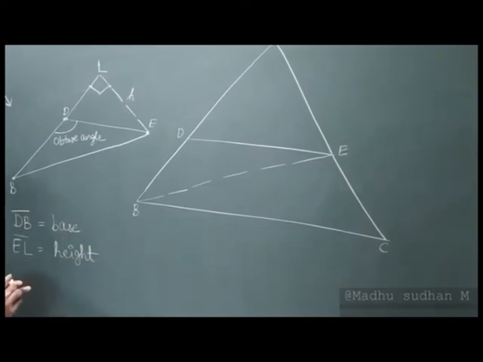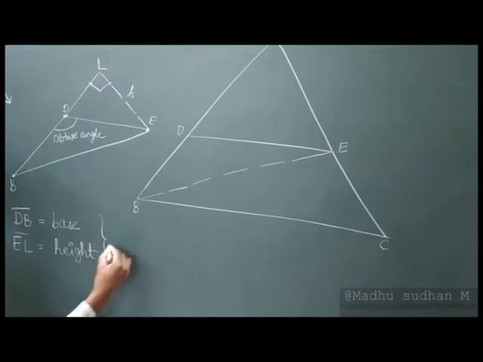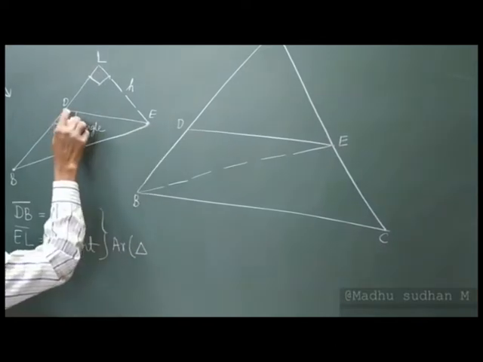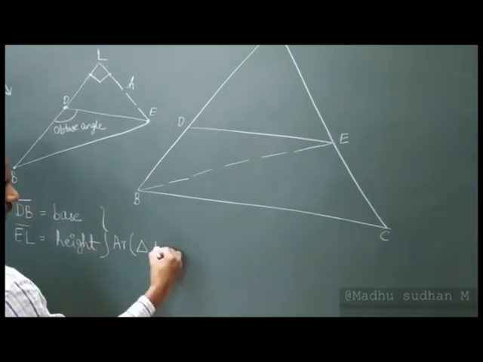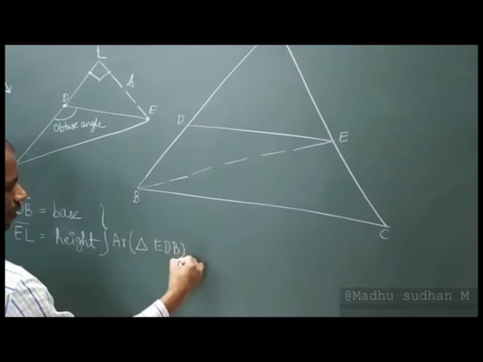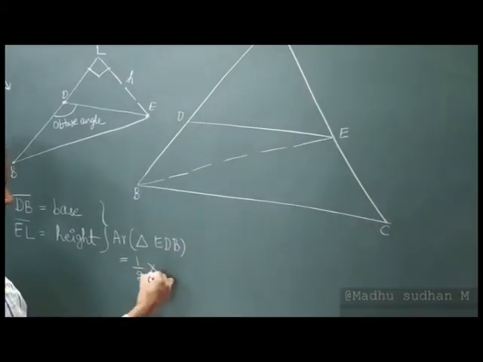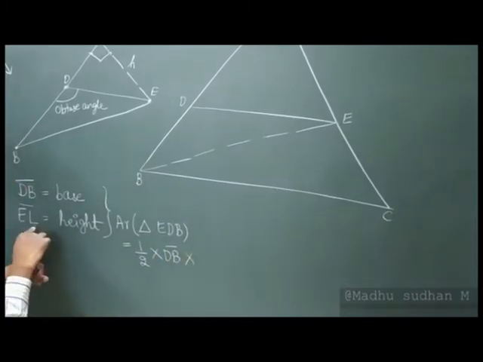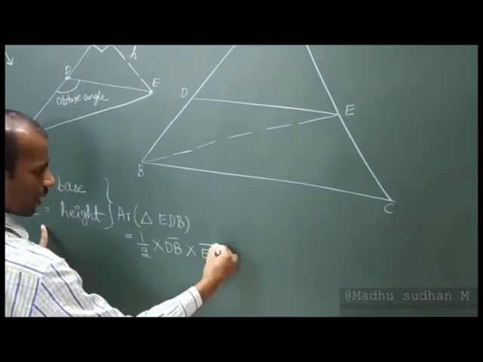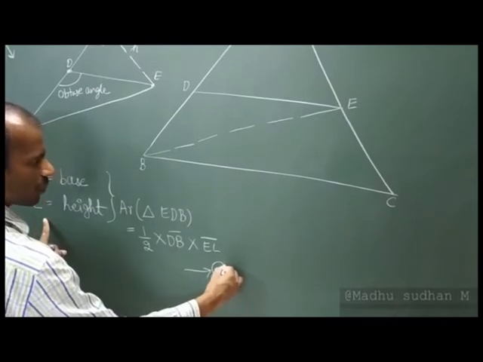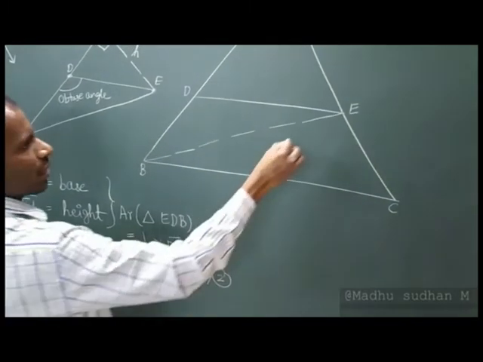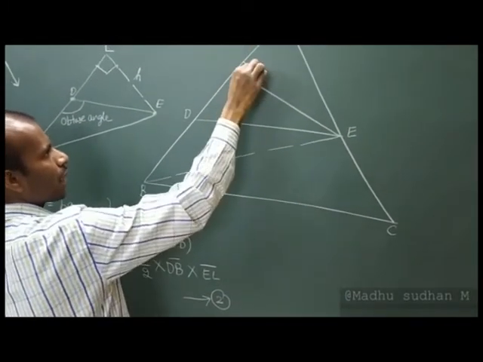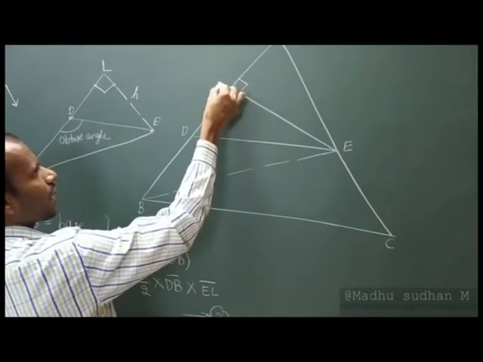So then what is the area of this triangle now? Let me write area of triangle EDB, right? So area of triangle EDB is equal to half into, what is the base here? DB. So half into base DB multiplied with height, which is equal to EL. Let me call this equation number 2. Follow it. So here we have done this construction, right? We have joined this. So this is one perpendicular. I have told you this point is L, right?